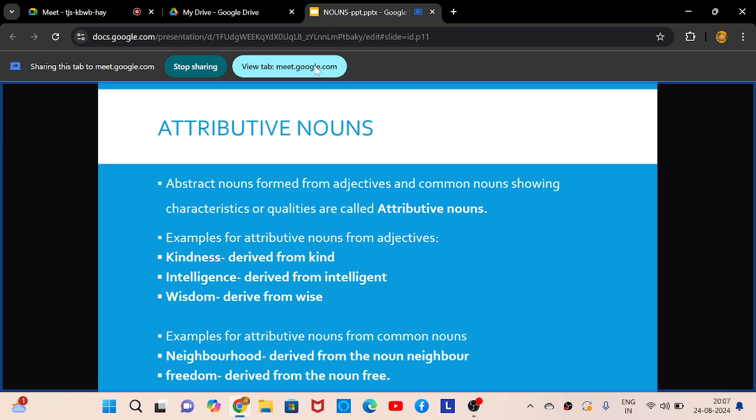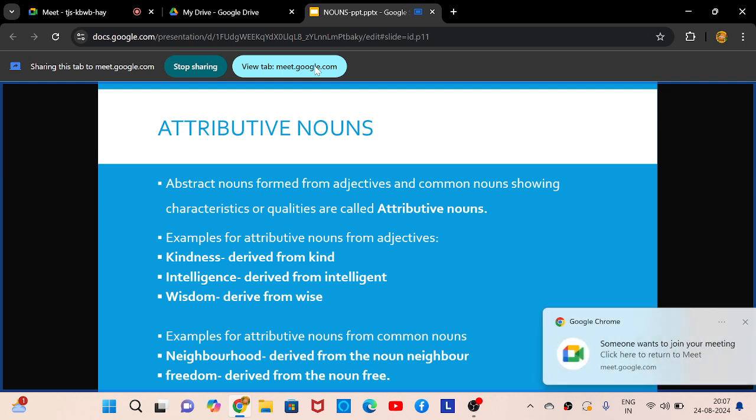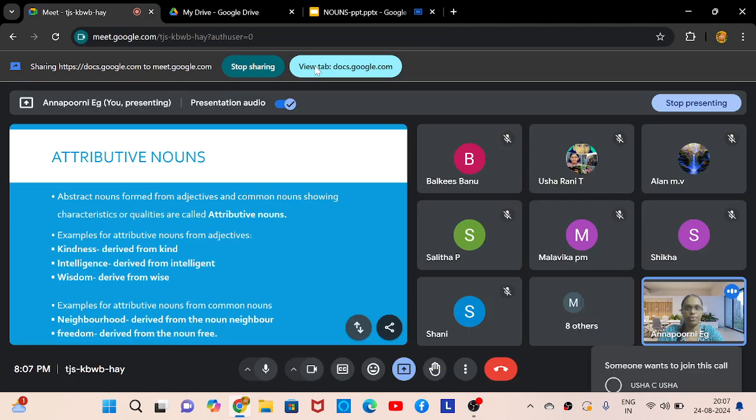Now adjectives പോലെ common nouns നിന്നും നമുക്ക് abstract nouns കിട്ടും. From common nouns you get abstract nouns. അതിനൊരു two examples ആണ് neighborhood and freedom. So you get the word neighborhood from the word neighbor. Neighbor is ayalvasi, right? So from neighbor you are getting neighborhood. Similarly from the word free, free എന്നുള്ളതിൽ നിന്ന് നിങ്ങൾക്ക് freedom കിട്ടുന്നുണ്ട്. Okay, so neighborhood, freedom, kindness, intelligence, wisdom, all these are examples for attributive nouns.